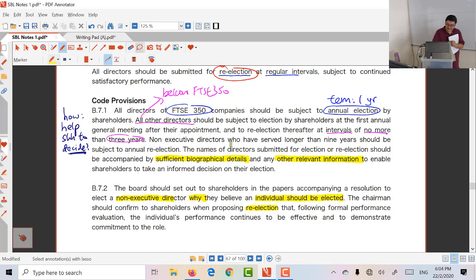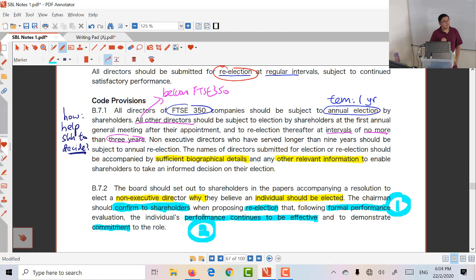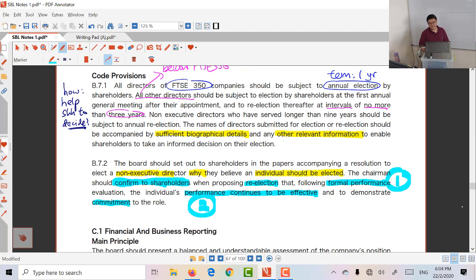And they say that if you are re-electing a director, you must confirm to your shareholder that you have already done a performance evaluation, and also confirm that his performance continues to be effective and he continues to be committed. So you must give assurance that this guy is able to do his job. That is the last thing we have in section B.